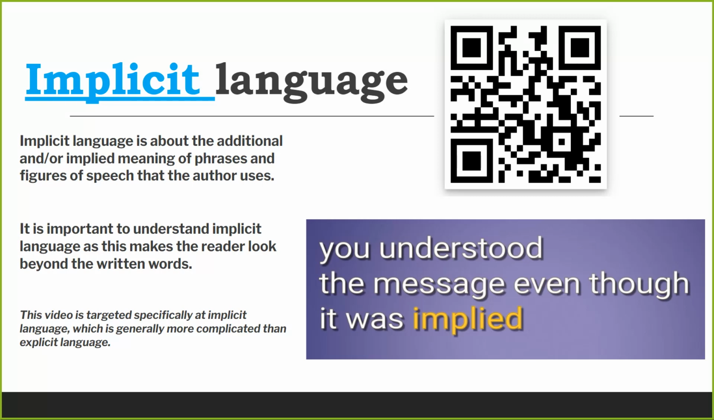So this video is targeted at implicit language, which is more complicated than explicit language. It's about what's implied. A lot of your literature passages on the GED or on any standardized test are going to ask you about implicit language specifically. It's the implied meaning of phrases and figures of speech that the author uses. It's important to understand implicit language because it makes the reader look beyond the written words.